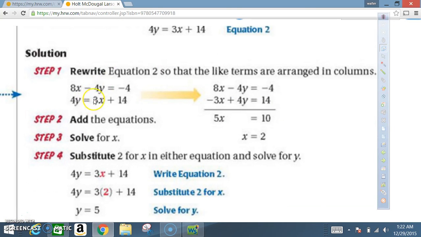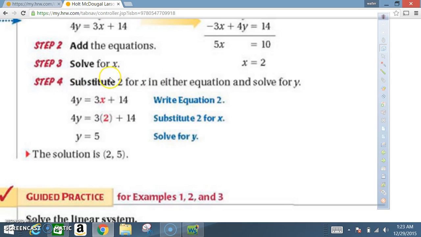Okay, now that I've rearranged and everything's in the proper column, so I went from this to this, now I can add going down because I can see that my y's will be eliminated. One's negative, one's positive. So 8x minus 3x is 5x. A negative 4y plus 4y, that's gone. And a negative 4 plus 14 is equal to 10. Divide both sides by 5 and x is equal to 2.